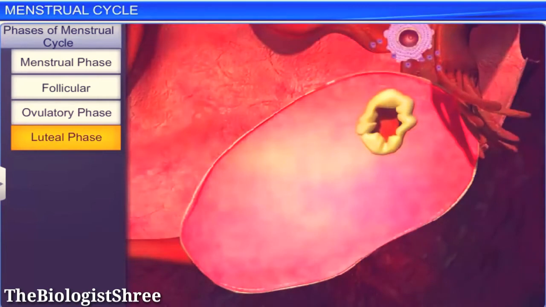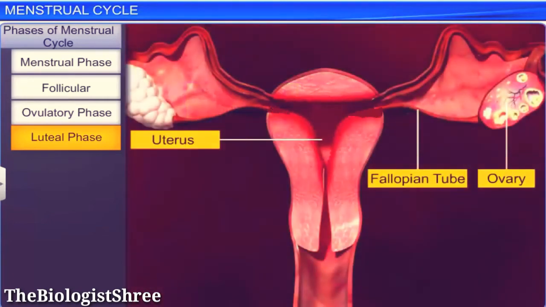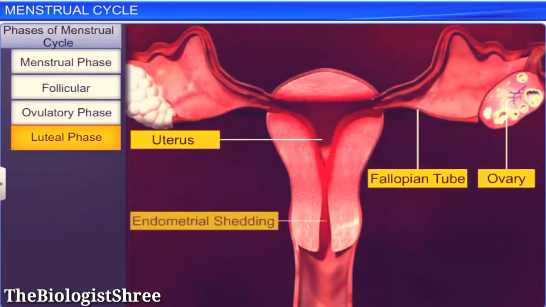Conversely, in the absence of fertilization, the corpus luteum degenerates and triggers the breakdown of the endometrium. This marks the start of menstruation and the beginning of a new menstrual cycle.